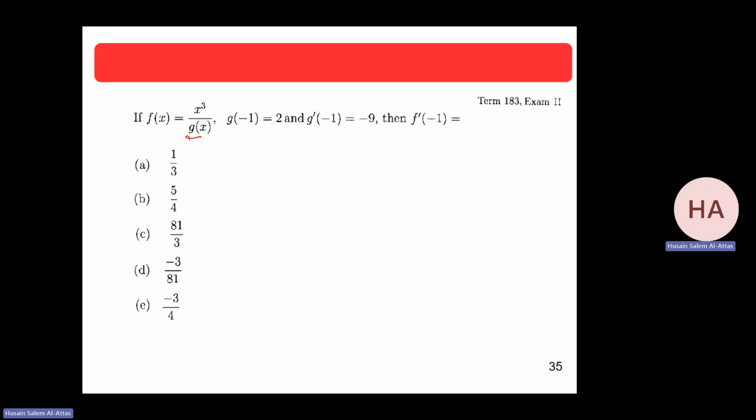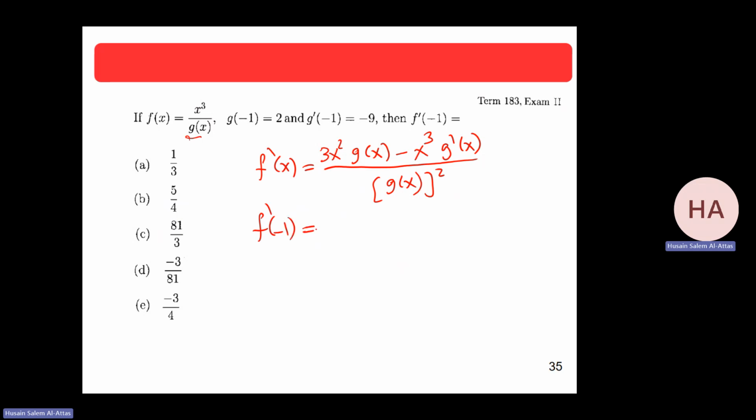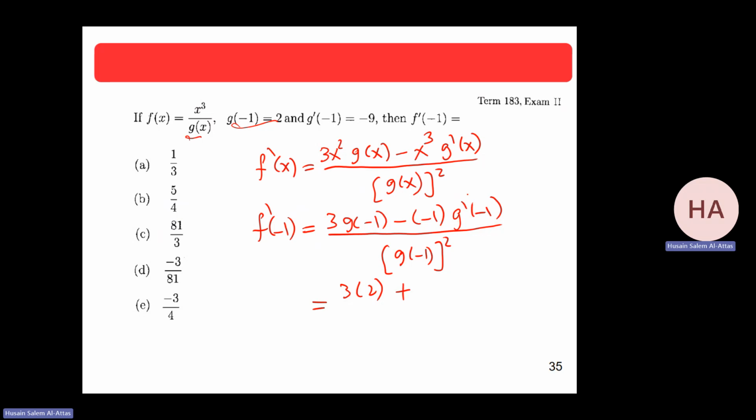Now you have a function. I don't know what the function is, but he gave you some information. Let us do the calculation. F prime by the quotient rule will be 3x squared times g of x minus x cubed g prime at x, over g of x all squared. What I want is f prime at minus 1. So I have 3 g at minus 1, minus minus 1, because minus 1 cubed is minus 1, g prime at minus 1, over g at minus 1 squared. That gives me what? g at minus 1 is 2, so that would be 3 times 2. Here I have plus g prime at minus 1, which is minus 9, so minus 9 over g at minus 1, which is 2 squared. So that will be 6 minus 9, minus 3 over 4. And the answer is minus 3 over 4.